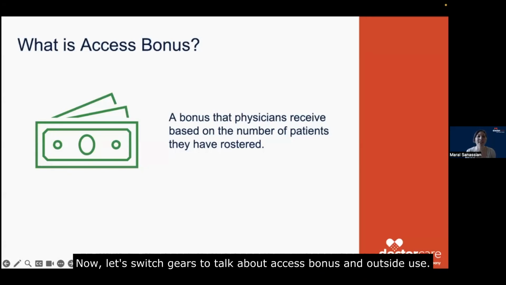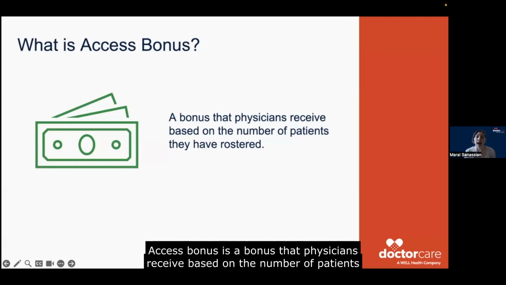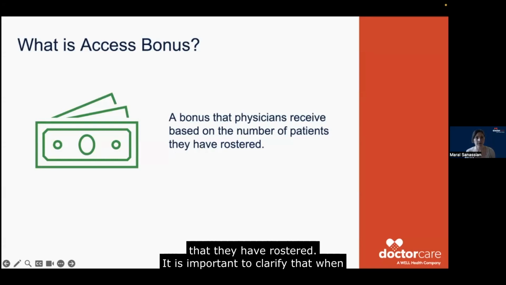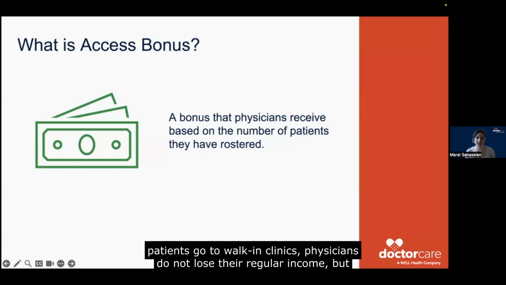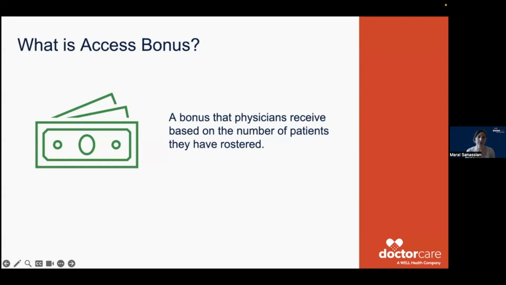Now, let's switch gears to talk about access bonus and outside use. What is access bonus? Access bonus is a bonus that physicians receive based on the number of patients that they have rostered. It is important to clarify that when patients go to walk-in clinics, physicians do not lose their regular income, but rather miss out on a bonus potential.